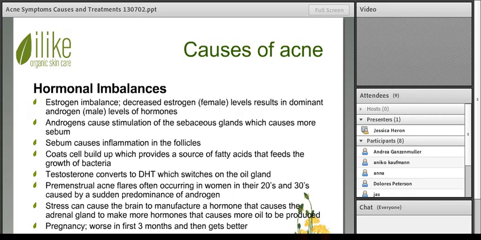Also, pregnancy. Pregnancy may be a cause, but it's usually worse in the first 3 months, and then it gets better. That is the usual course. It may flare up again after childbirth or after breastfeeding is discontinued. Theoretically, this is due to obvious hormonal changes, but stress levels may be partially responsible as well. So that could be another common factor.